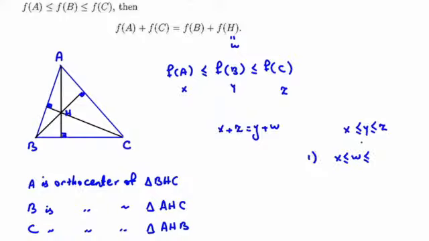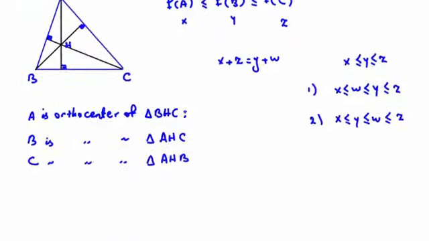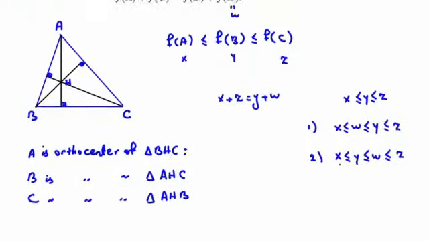Let's consider this case 1: W is at X, and Y is less than or equal to Z. In case number 2, we conclude X is less than or equal to Y, and W is at Z. So let's consider these cases. For this one, our vertices are BHC. Okay, and we know it is A, it is H, it is B, it is C. It is A, f of A. It is B, it is H, it is C.